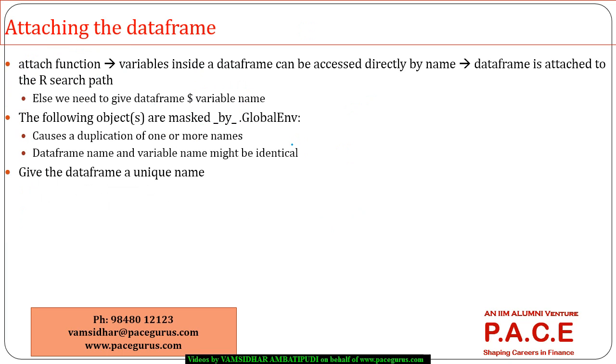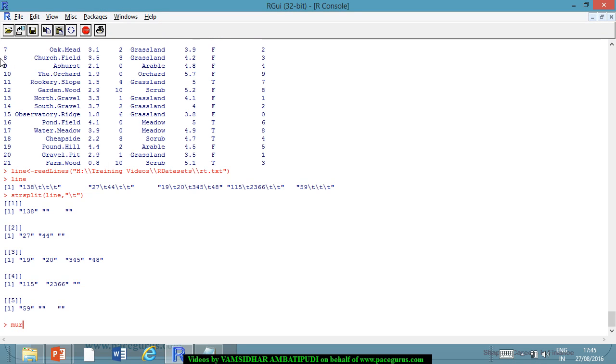Alright. Next, in some cases, if I am working with data frames, I try to attach the data frame. So let me talk about getting one data frame. Let's say I have one data frame called murder, which I'll use read.table to get. It is there as a part of my training videos folder, wherein I have R data sets, and within that I have murders.txt.